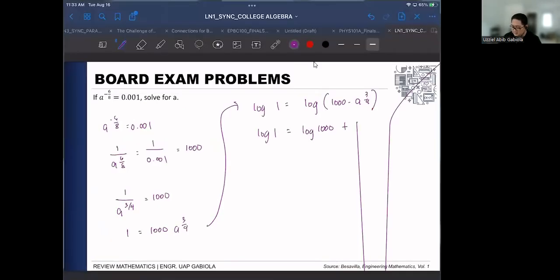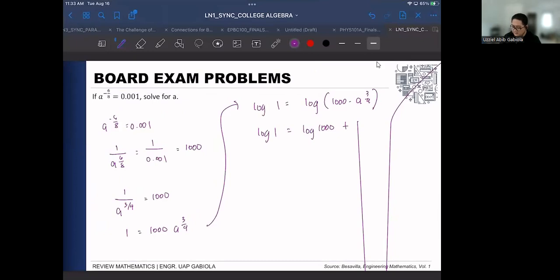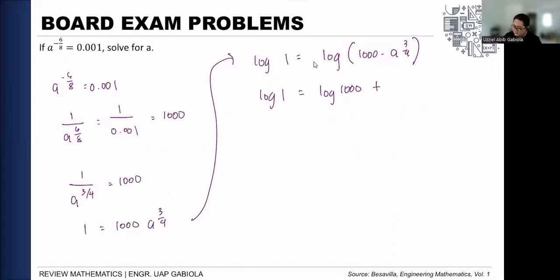So, log 1 is equals to log 1,000 plus log of A^(3/4). Okay? So, si log 1, pag chinek natin sa calcu, anong value niya? 0. Okay? Is equals to log 1,000 is 3 plus log A^(3/4). Okay? May exponent tayo, so pwede siya maging 0, 3 plus 3/4 log A. Okay? So, transpose natin, negative 3/4 log A is equals to 3.